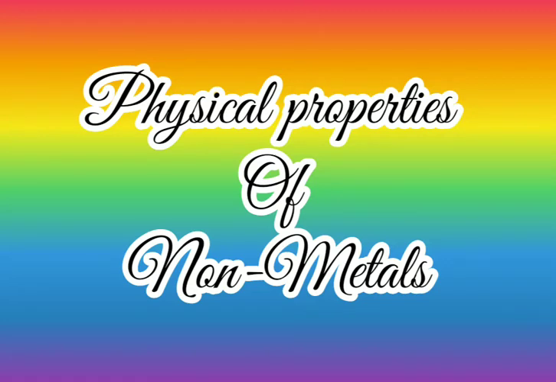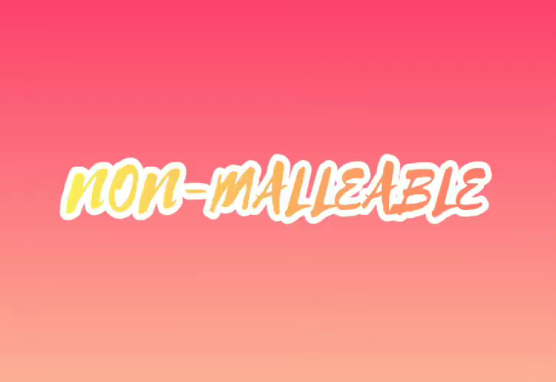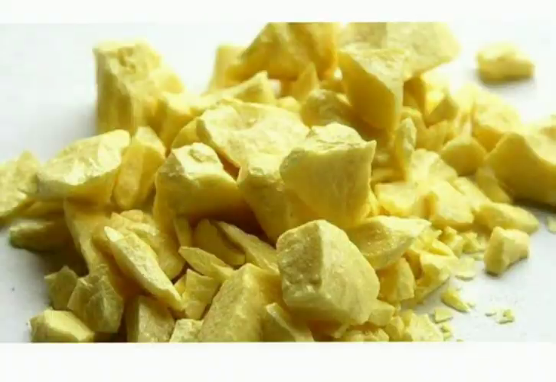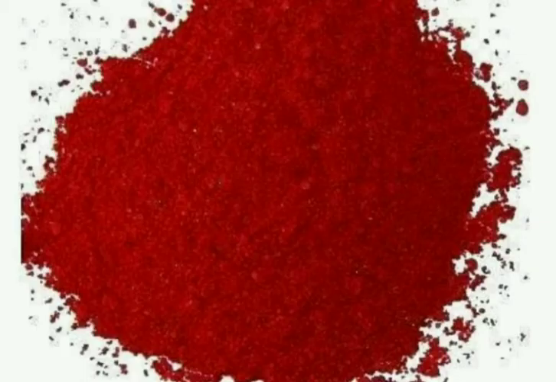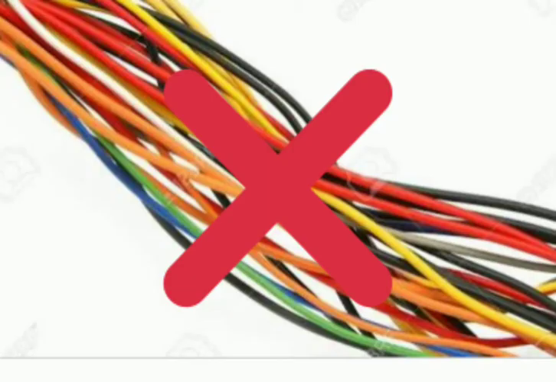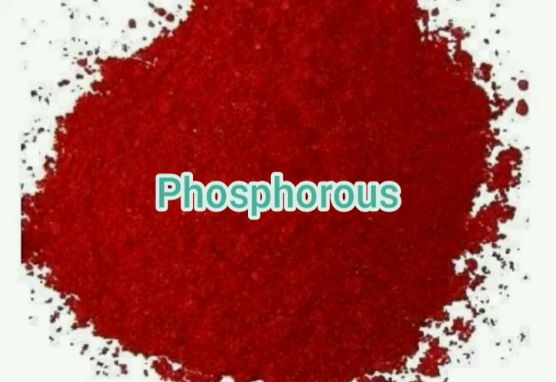Here the point to be noted is that the properties of non-metals are totally opposite from that of metals. The first property is non-metals are not malleable. This means that non-metals cannot be beaten into thin sheets. For example, sulfur and phosphorus, they break easily. The next point is non-metals are not ductile. They can't be drawn into wires. They are easily snapped on stretching. For example, sulfur and phosphorus.